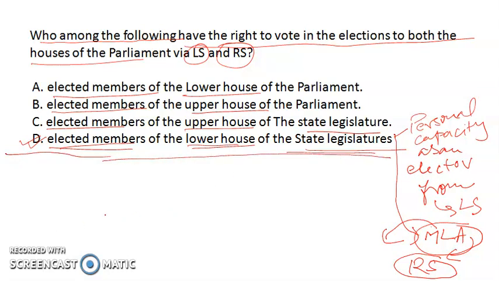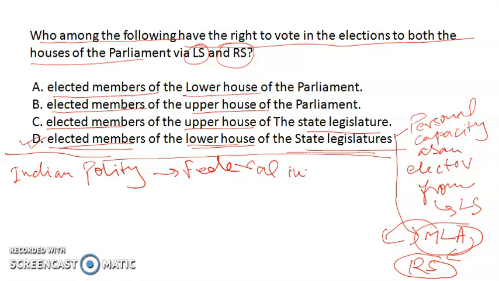As we know, Indian polity is federal in structure. Though we are quasi-federal or sui generis, it is federal in structure because we have dual government, bicameral legislature, distribution of power, and all these things that make Indian polity federal in structure. And it is based on the British model of parliamentary system.